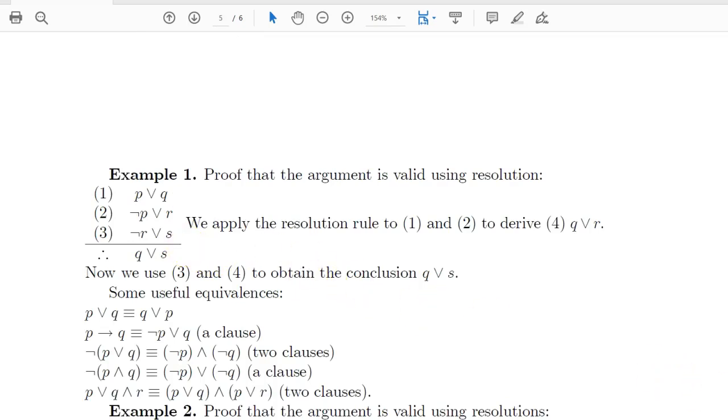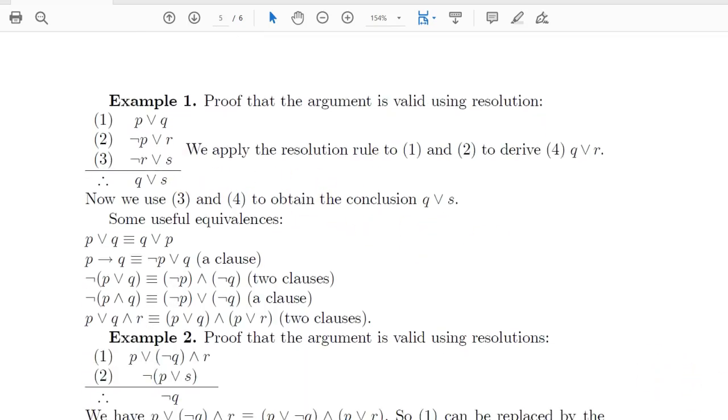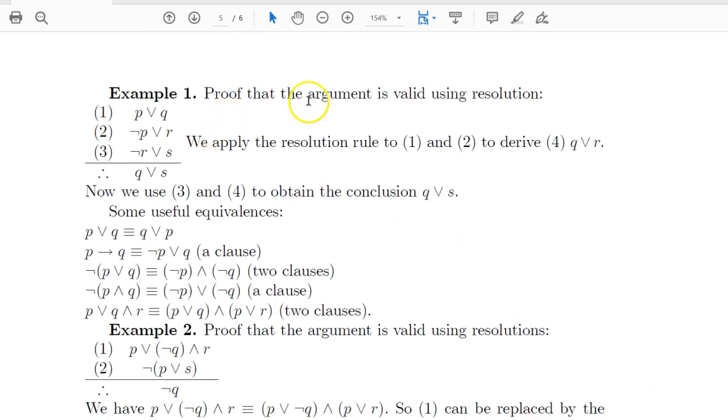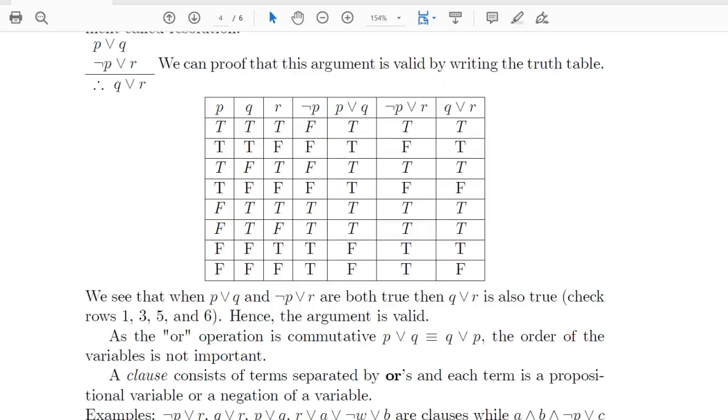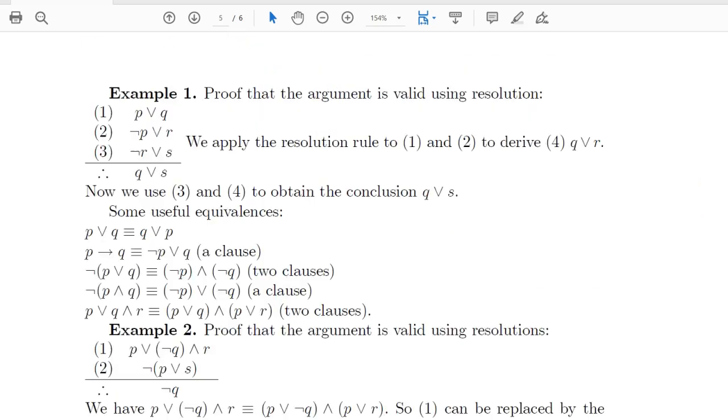Example. Prove that the argument is valid using resolution. We have 1, 2, 3 premises and one conclusion. All the premises are of this form, the form of a clause. So far, premises are clauses.